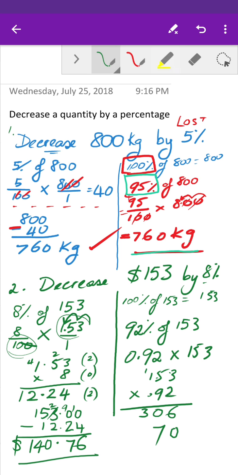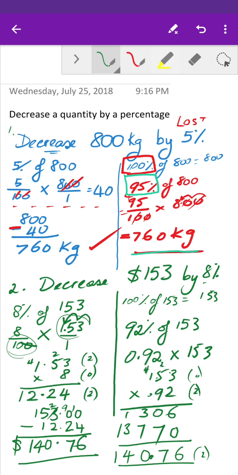9 times 3 is 27. 9 5s are 45 plus 2 is 47. 9 1s are 9 plus 4 is 13. We add these together: 6, 7, 3 and 7 is 10, 3 and 1 is 4, and 1. This number has no decimal places, this number has 2 decimal places, so our answer must have 2 decimal places. And there's the answer, 140.76. Because it's dollars, you must put the dollar sign, $140.76. Well, there are the 2 ways to decrease.